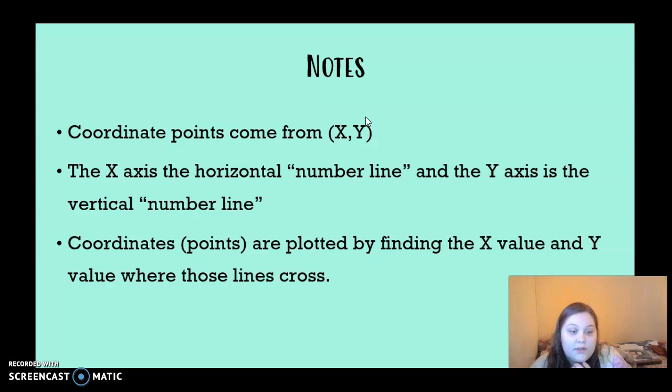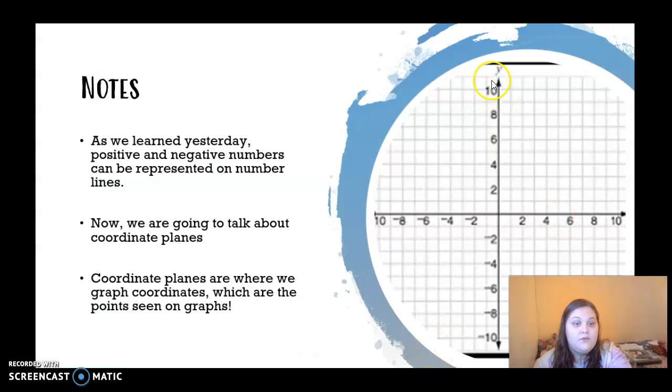Coordinates are always plotted by when x and y cross. So remember in the last slide, right here, we saw that this is the y-axis, it's the vertical axis, and this is the x-axis. So a point on the graph, or a coordinate (x, y), is when you find the number on the x, the number on the y, and find where they match up. Alright?